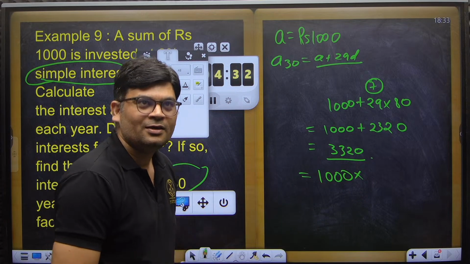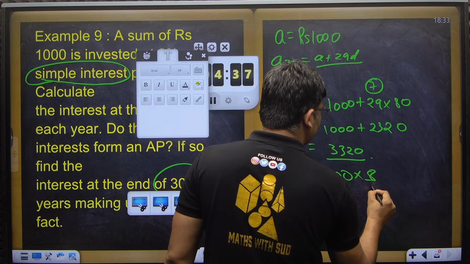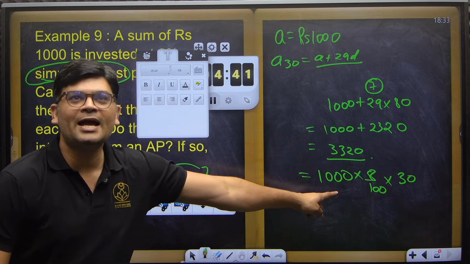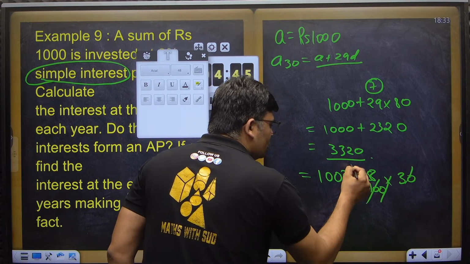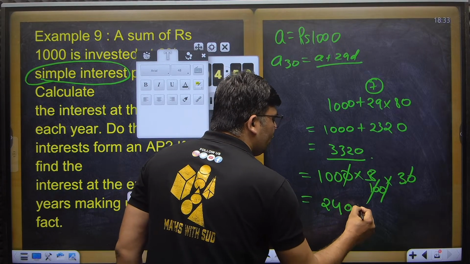This is P, what is R? R is 8%, time is 30 years. यही फॉर्मूला लगाया, okay. 0 0 0 0, so 8 into 3 is how much? 24. 2400 you are getting.